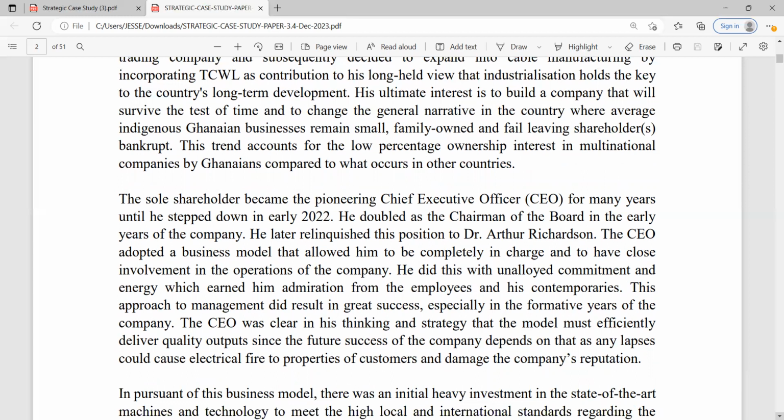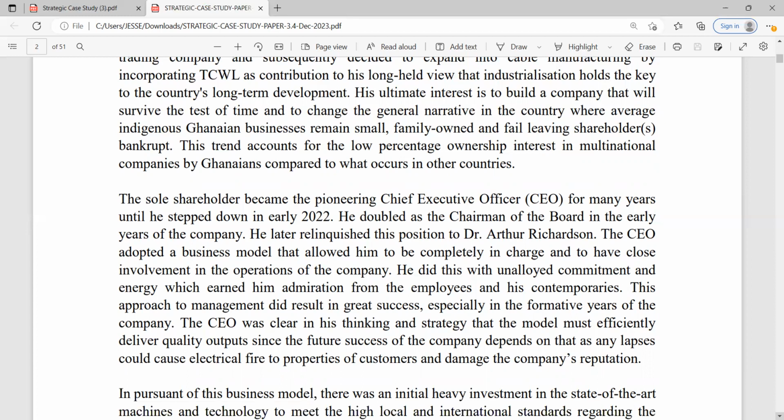Very, very important. So we are being told here that the CEO was clear in his thinking and strategy. We are talking about vision. Vision is your future state. The CEO was clear in his thinking and strategy that the model must efficiently deliver quality outputs, since the future success of the company depends on that, as any lapses could cause electrical fire to properties of customers and damage the company's reputation.